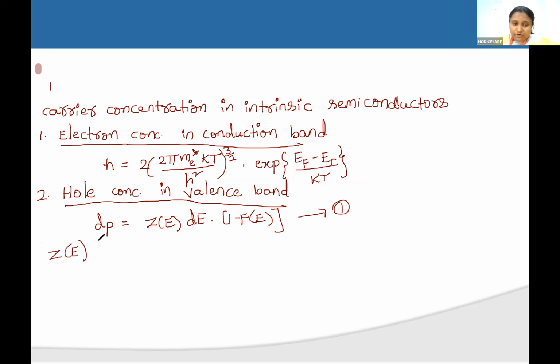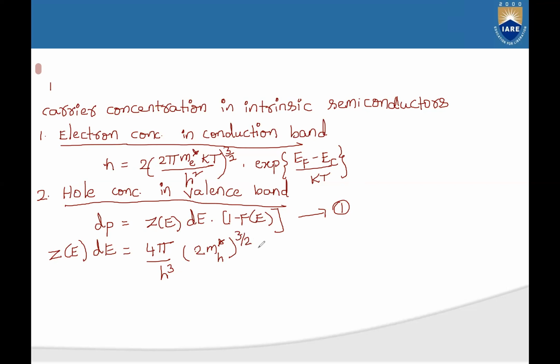I hope you all are able to follow. Yesterday we have done this. Done this or not, students? Yes. So it is given as 4 pi by h cube into (2 mh star) whole to the power of 3 by 2. What is mh star? mh star is the effective mass of the hole. Is it correct, students? Yes, correct. So (2 mh star) whole to the power of 3 by 2, and here we should have E to the power of half.